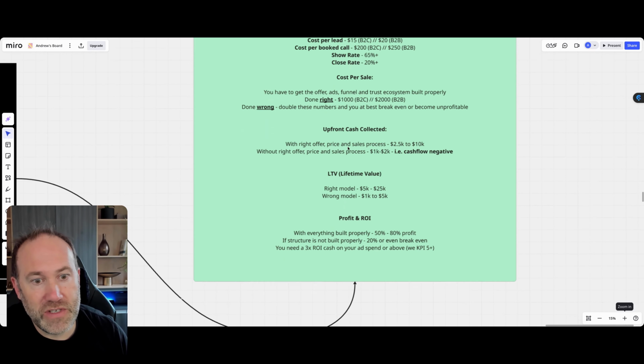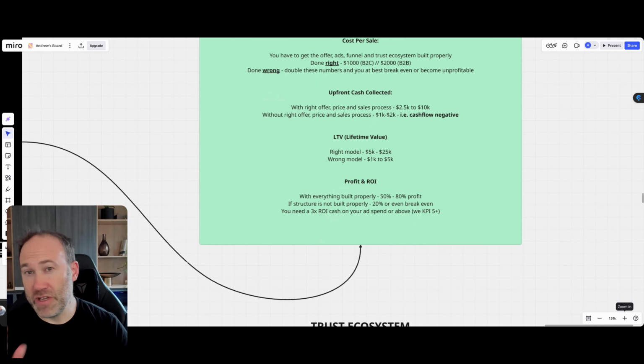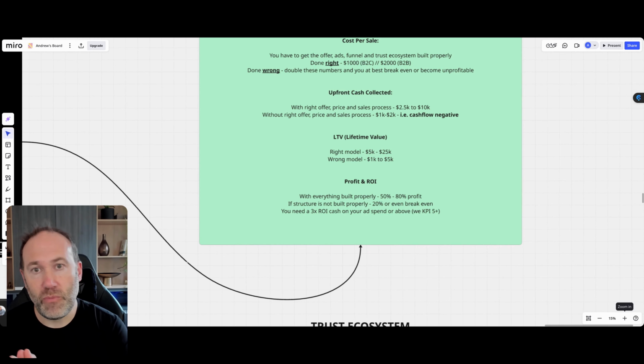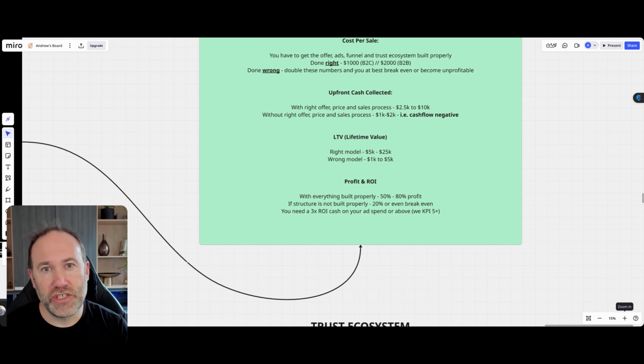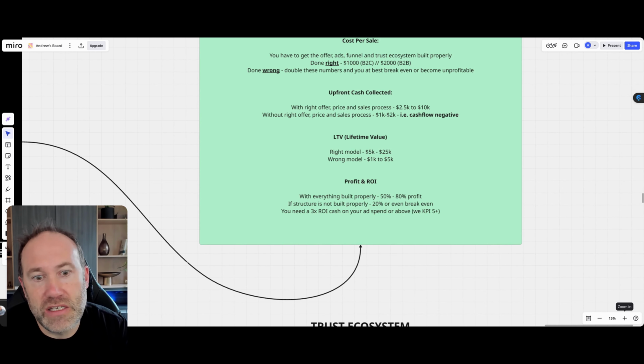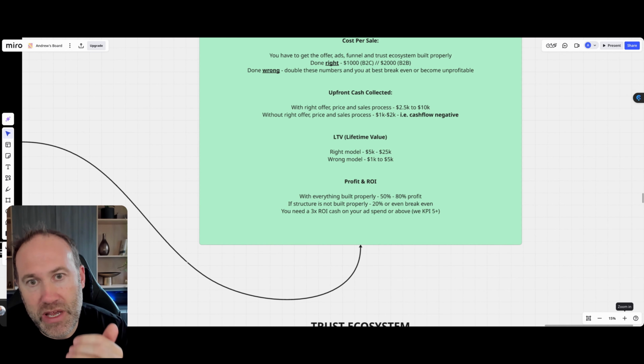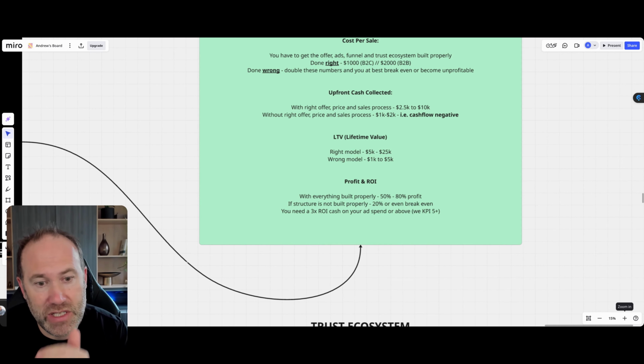Also be aware of your lifetime value. Again, the right model should be 5K to 25K. Wrong model, 1 to 5K. Again, the system starts to come under pressure. Okay. Build everything right. Your profit margin, we want a minimum of 50%, but if you do it right, you should be heading more towards 80% profit. And if your structure isn't right, I know plenty of people that wipe out their profit every month or just break even. Your KPI should be a minimum of 3 times ROI cash on your ad spend. Okay. And we really target 5, but 3 is the minimum.